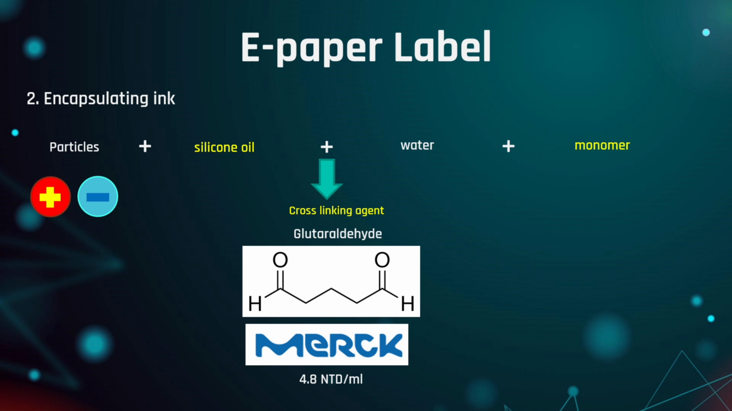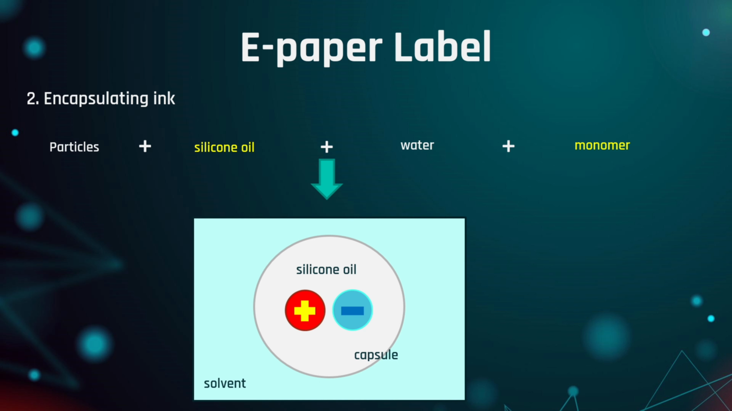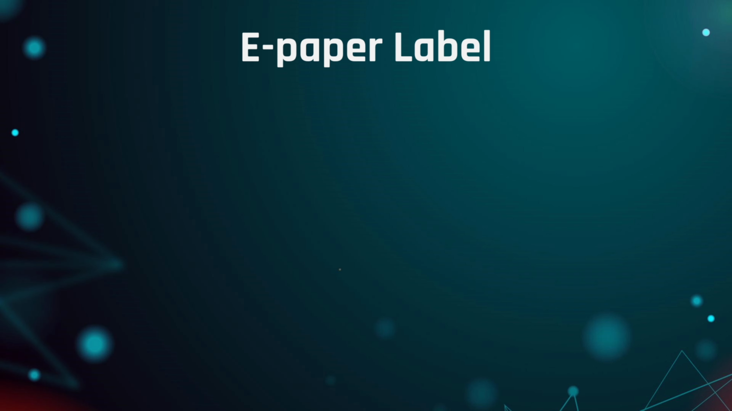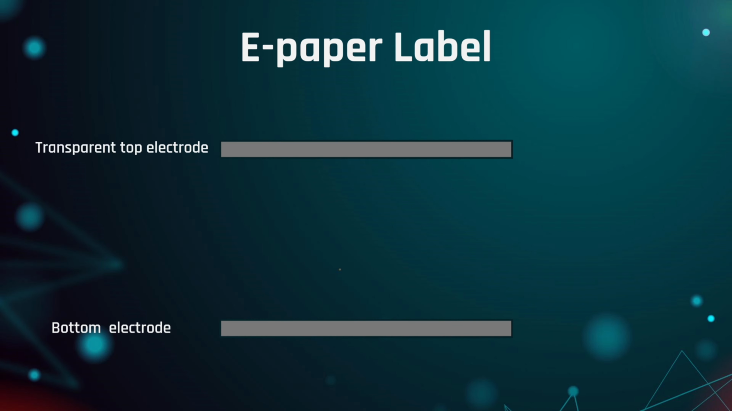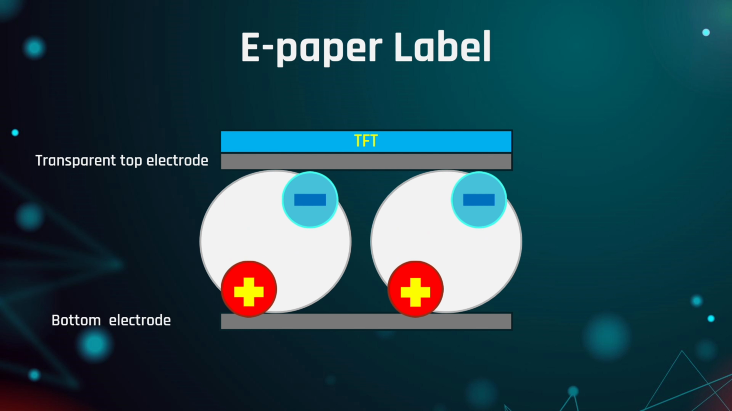Monomer forms a capsule-like structure to encapsulate silicone oil and charged particles. This is the e-ink particles, and these finished particles are reserved in solvent ready to be used. By combining electrode, e-ink, and TFT, TFT can apply different electric fields to control what kind of particle flows to the display surface. Thus, color contrast on the screen is created.